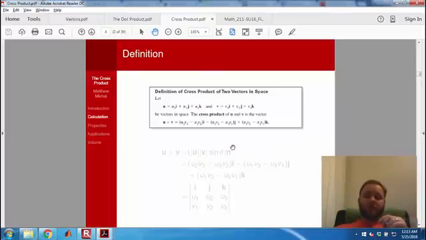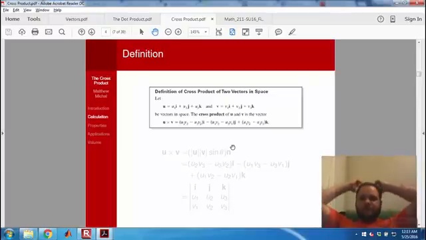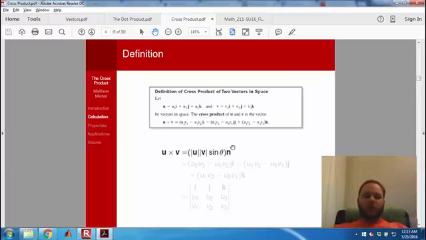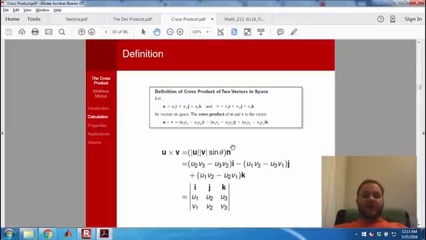So if I have U and V, I can calculate it like so: U cross V is (U2V3 minus U3V2) i minus (U1V3 minus U3V1) j plus (U1V2 minus U2V1) k. Simple, right? No, not so much. So there's a lot of different ways of calculating it.